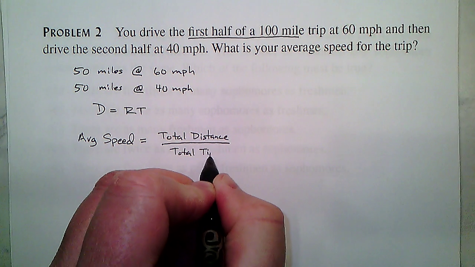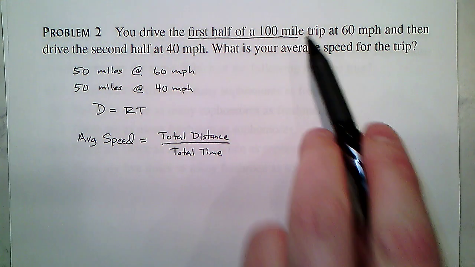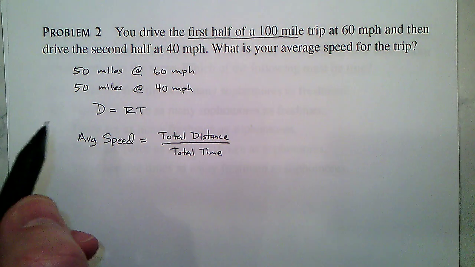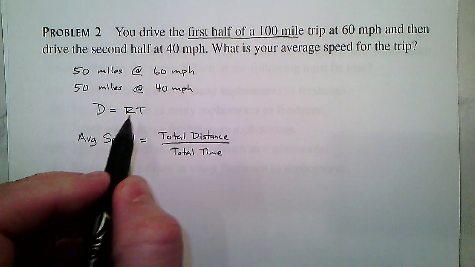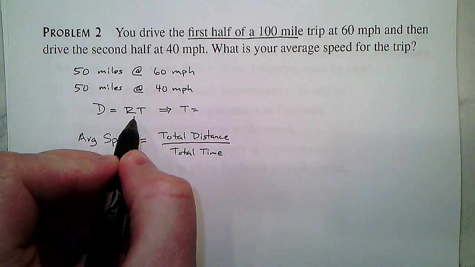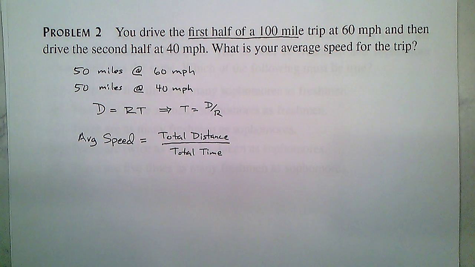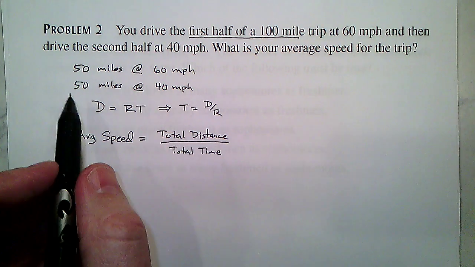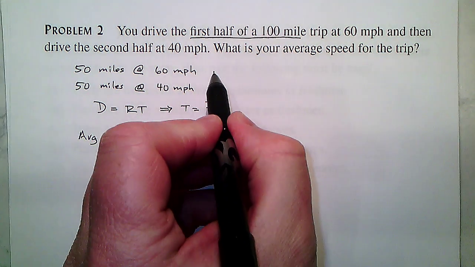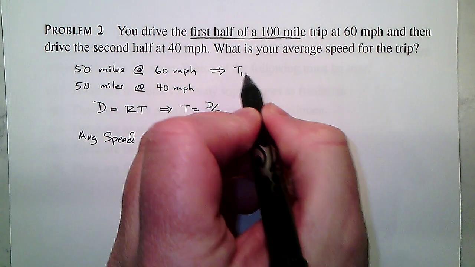the total time. Now here, we know what the total distance is, right? The total distance is just 100 miles for the trip. So we need to find the total time. So if I solve this equation for time, distance equals rate times time, so this thing says that time, if I divide r by both sides, is just distance divided by rate. So up here, 50 miles at 60 miles per hour. So that would be, what that implies, and maybe let me call this the first time, T1.